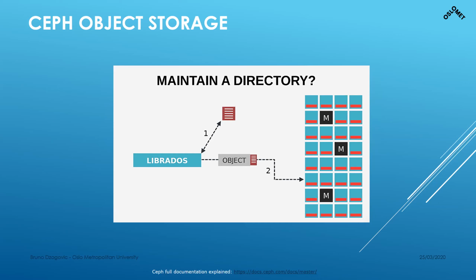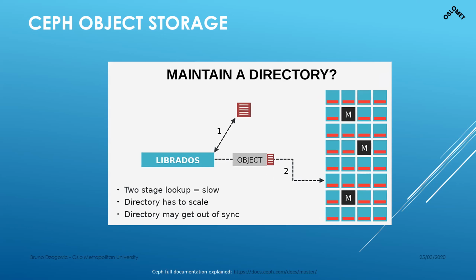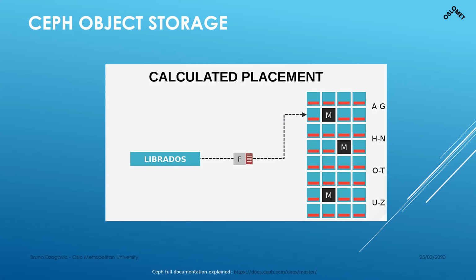The difference between maintaining the objects and a specific directory can be big. If you want to maintain a whole directory, then you're going to do it through the object. Or for example, you can have a two-stage lookup, or you can have directories that are scalable, or directories that get out of sync. This can be quite a problem if you want to do this manually. So what Ceph does, it employs an algorithm to manage this automatically for you.